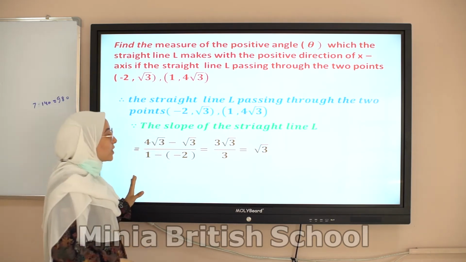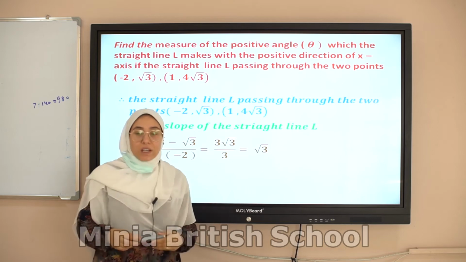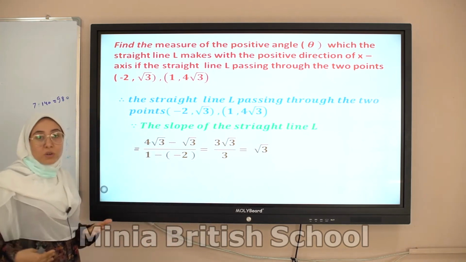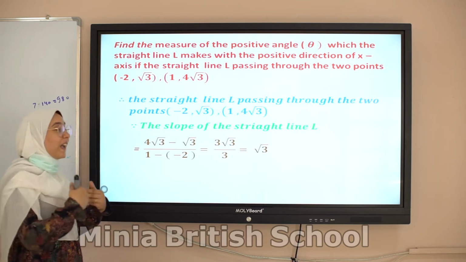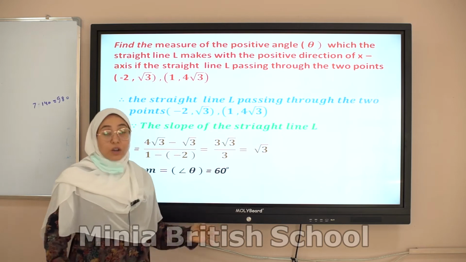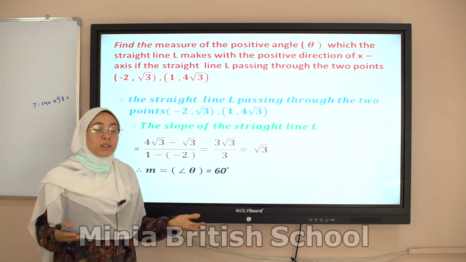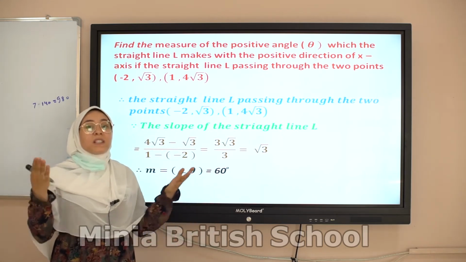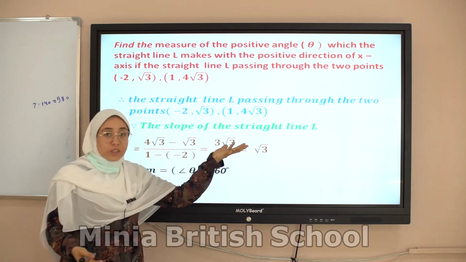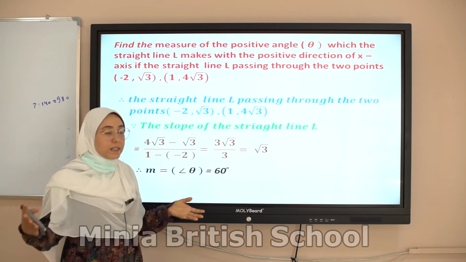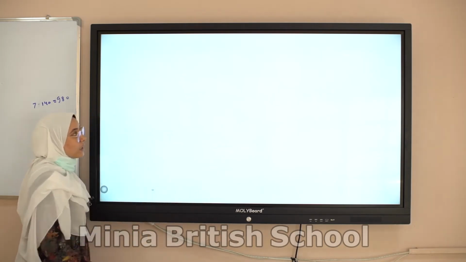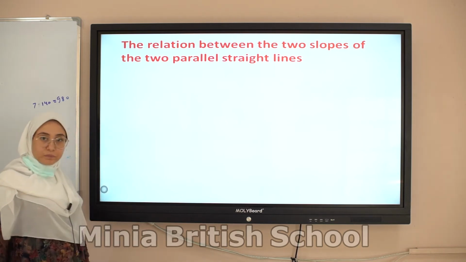So the slope equals root 3. Now I need to find the measure of angle theta. So shift then root 3 equals 60. Or you studied it in trigonometry: what is the angle whose tangent equals root 3? Yes, 60 degrees. So the measure of angle theta here equals 60 degrees.